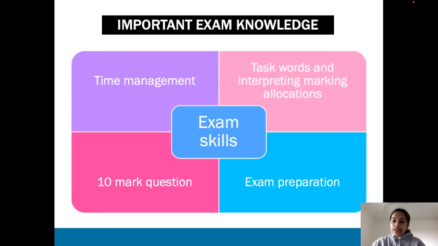All right, so we've done all of Unit 4 and Unit 3. Now we're going to look at some important exam knowledge. We're going to go through these four aspects: time management, task words, interpreting marking allocations, exam preparation, and 10-mark questions. I'll try to go through them quickly so that we have some time at the end to answer some questions, because I'm seeing quite a few questions in the Slido. I do want to have some time to answer the questions that you guys have.